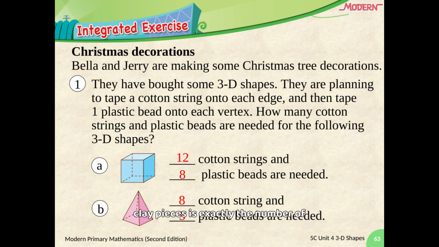The number of clay pieces is exactly the number of vertices, and the number of sticks is exactly the number of edges. The balls are the corners and the sticks are the lines. But there's a catch. For a cube, all 12 sticks must be the same length. For a cuboid, you need sets of different lengths. It's like a building code. If you use the wrong sticks, your building won't be a cube.